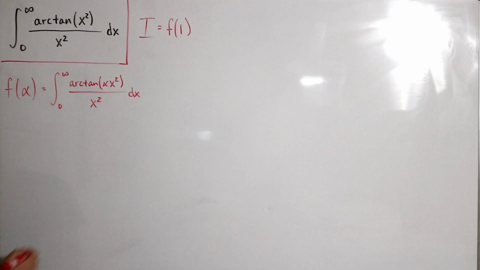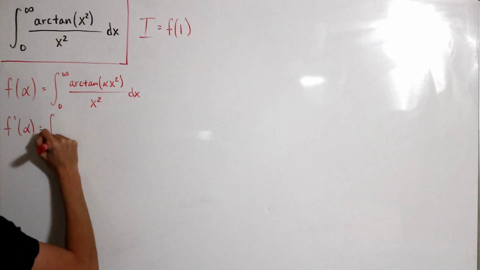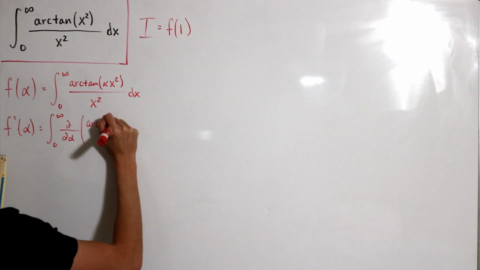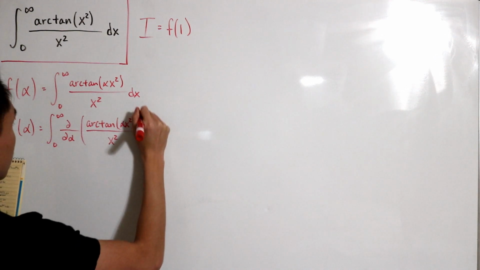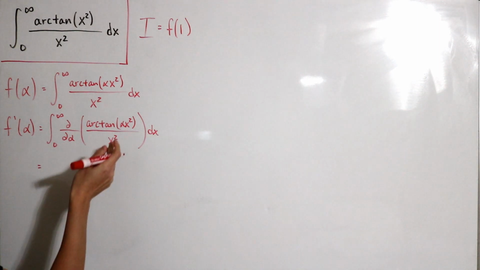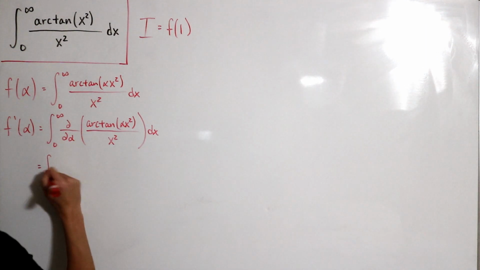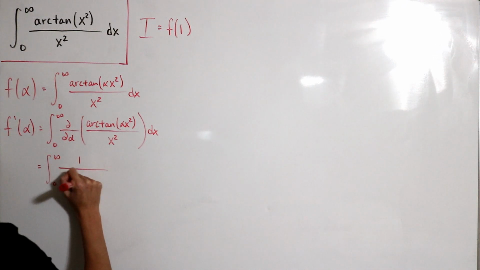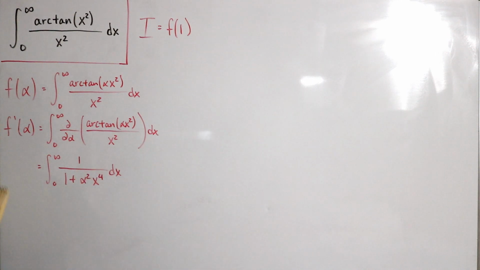What I can do from here is take the derivative of both sides. So we have f prime of alpha, which means I have to take the partial derivative with respect to alpha of our function, arctangent of alpha x squared divided by x squared dx. If you do this correctly using the chain rule with partial derivatives, we get that this is the integral from 0 to infinity of 1 divided by 1 plus alpha squared times x to the power 4, dx.